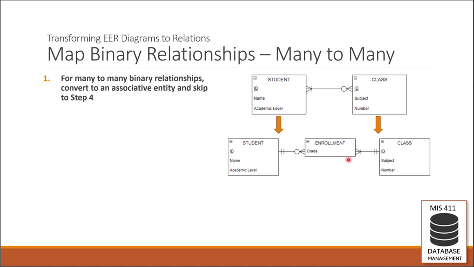So I don't think it saves you really anything, and I think it may be confusing to see them as two different tracks. So what I'm going to say is convert it to an associative entity first, right? Even if it has no attributes, just convert it to an associative entity and then skip to Step 4, which is where we will actually convert associative entities to relations.